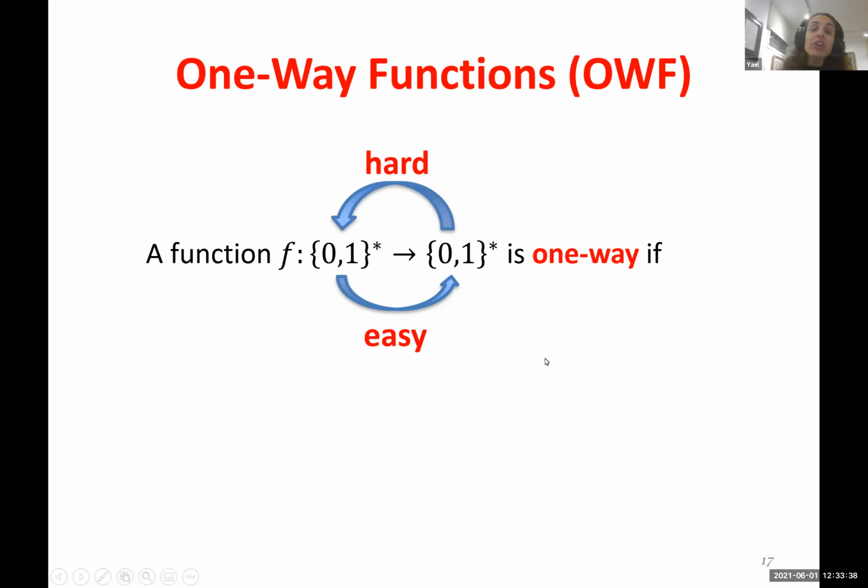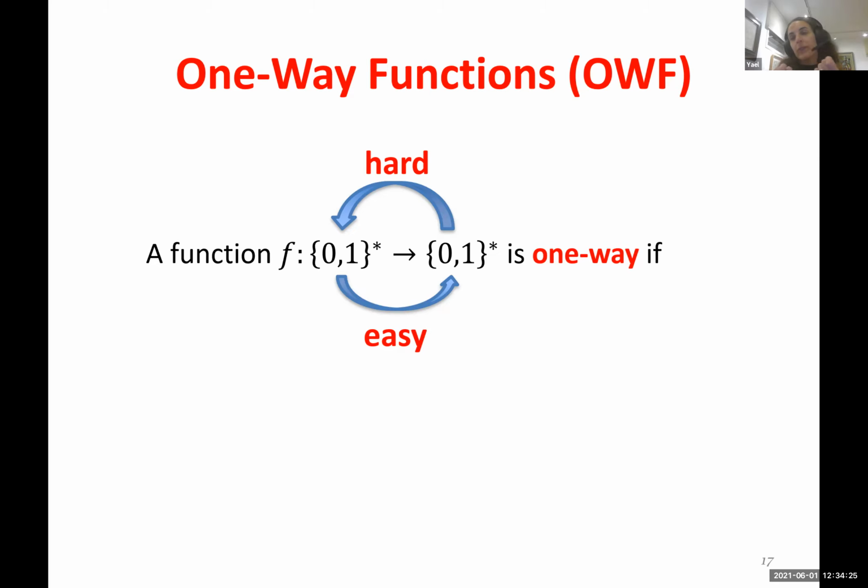Yet, inverting the function, given an element y, finding any preimage x such that f(x) equals y, that's hard. That a polynomial time algorithm cannot do. This is what's called a one-way function. Let me give you an example. There are many examples of one-way functions. One of the most well-known ones is the following. It's a one-way function that takes as input large primes and outputs their product.